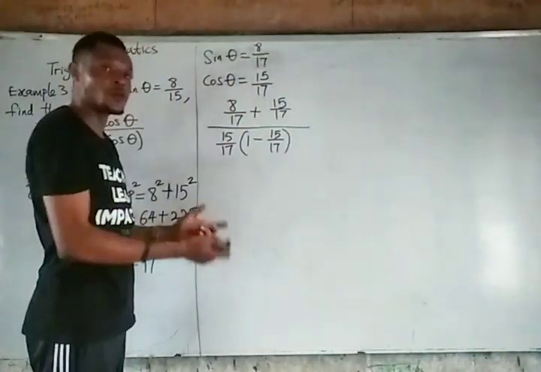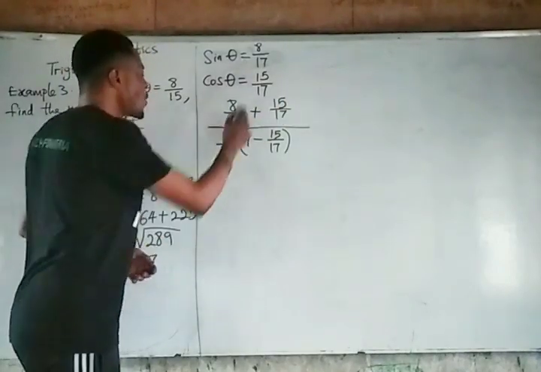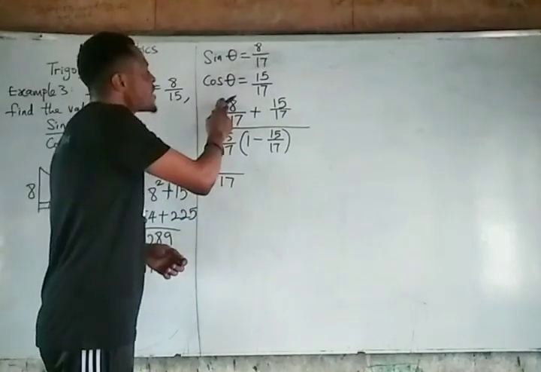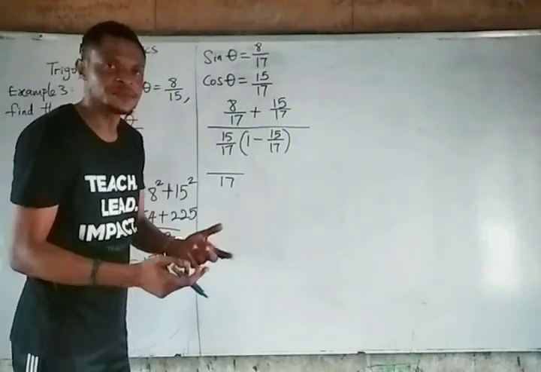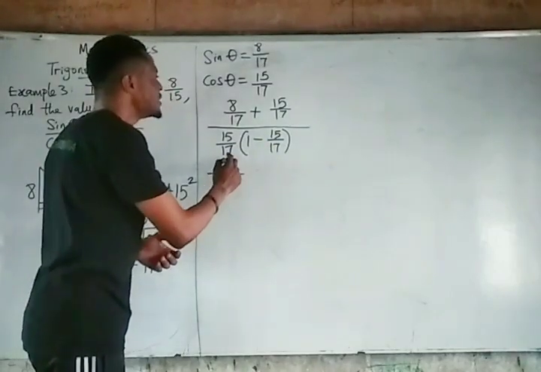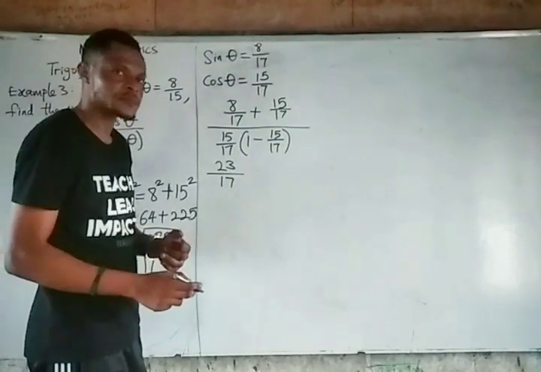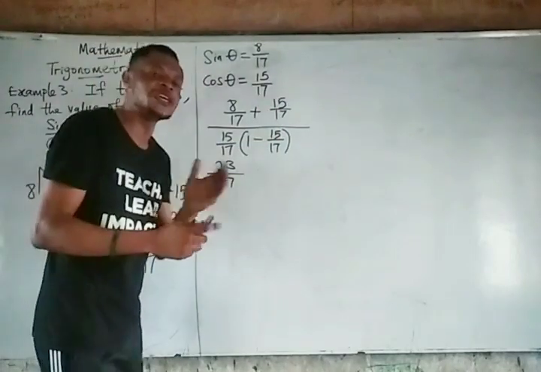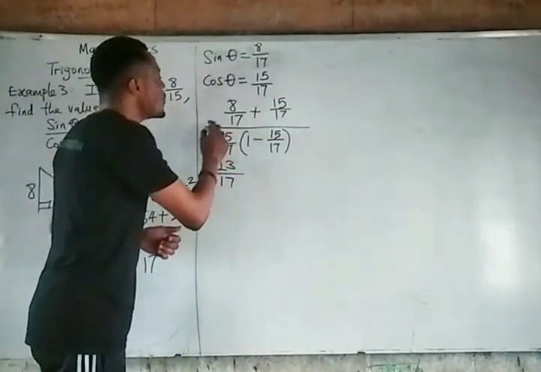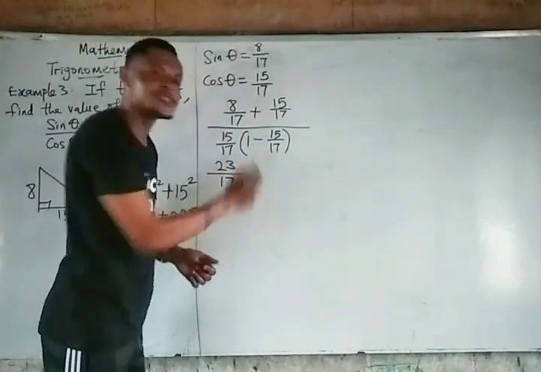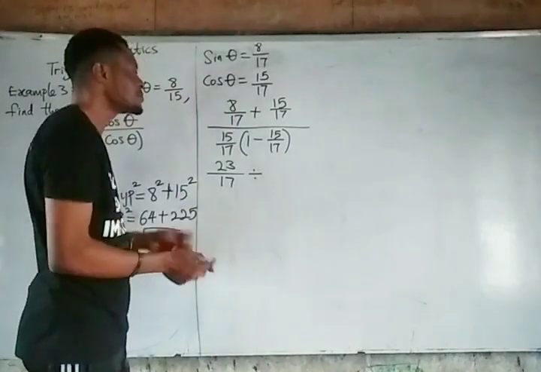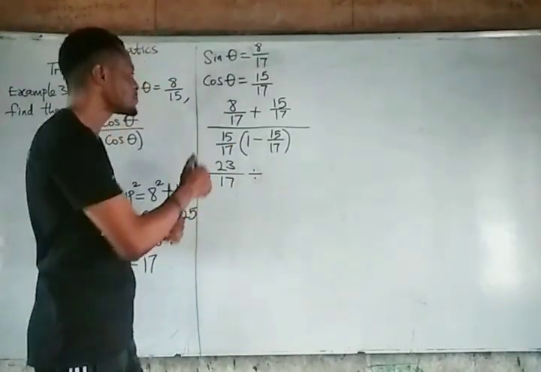We have the denominator to be the same. Of course, for the numerator, it's going to be over 17. So we have 8 plus 15. By the time we add 8 and 15 together, it's going to give us 23. That's for the whole of the numerator. Now, for the denominator, but before we go to that, this is a division sign. So I can decide to spread it like this, okay, divided by. Now, back to what we have here.